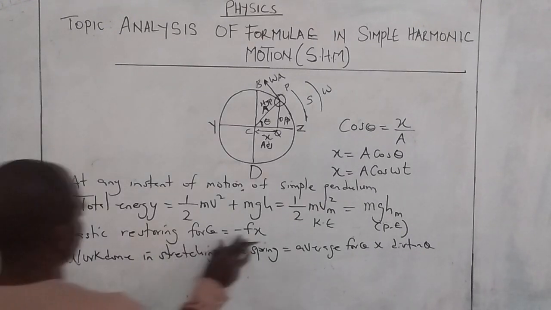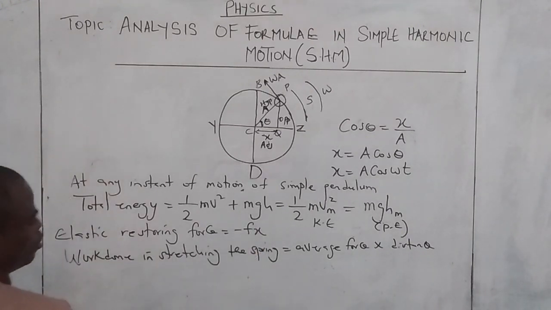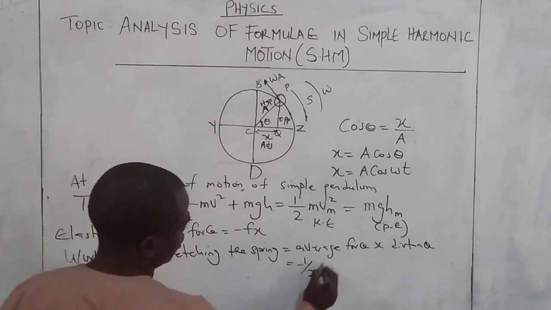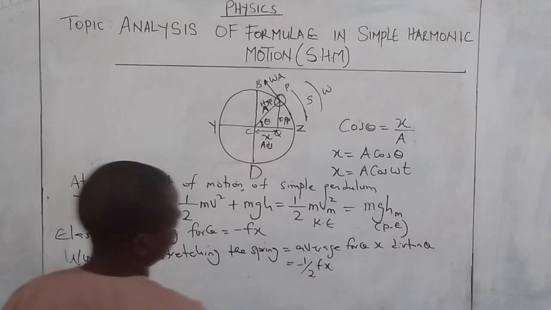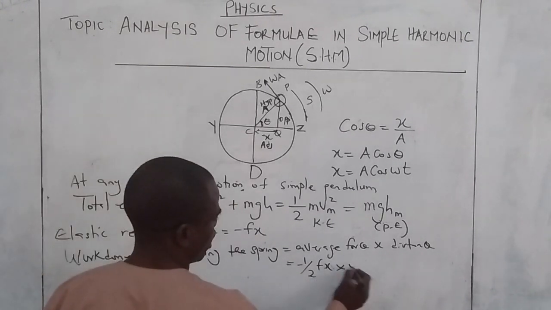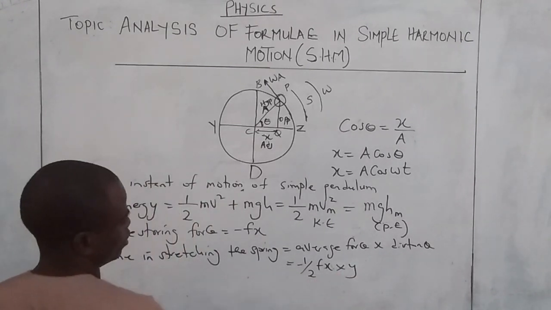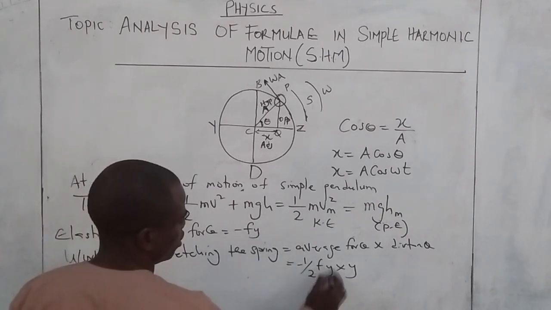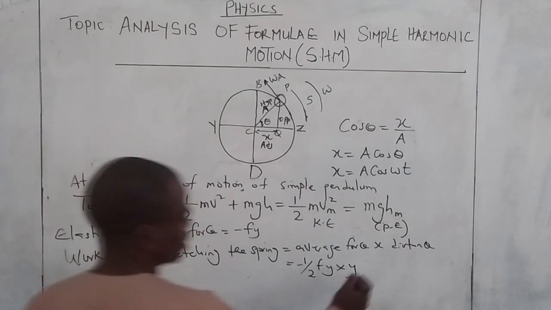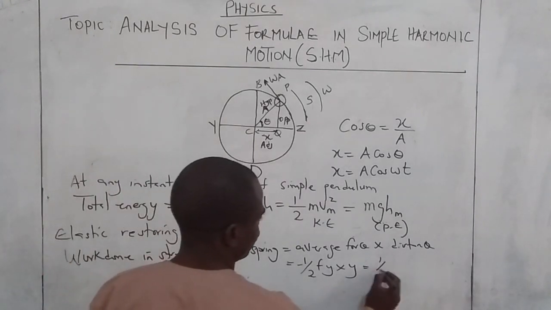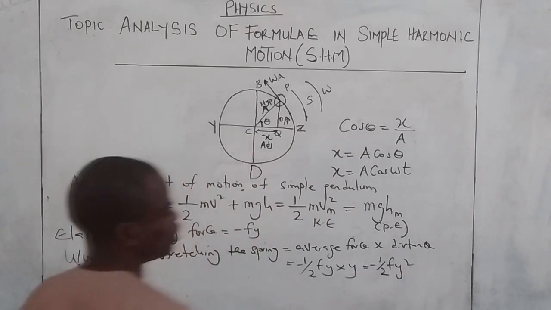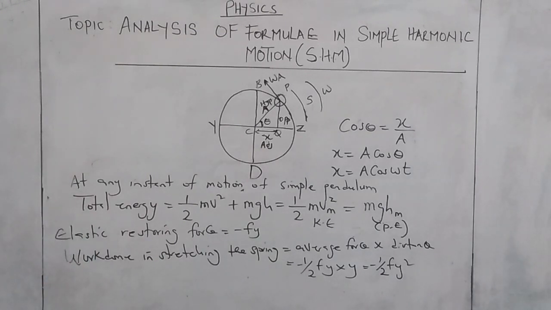What is the average force of the restoring force? Look, it is half minus half fx times y. You can make it fy or fx. Since I'm using y, I want to use y. Fy. So y is the extension, because of half minus half fy squared. This negative, we are not making use of it in the calculation. This is the work done in stretching this spring.